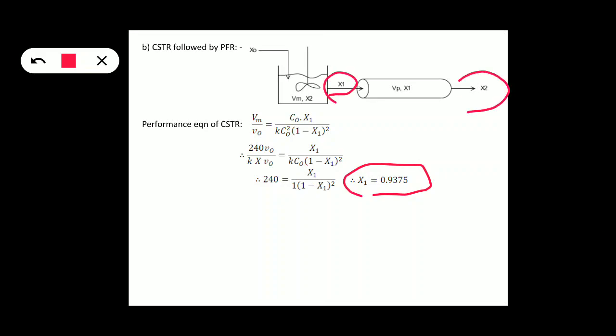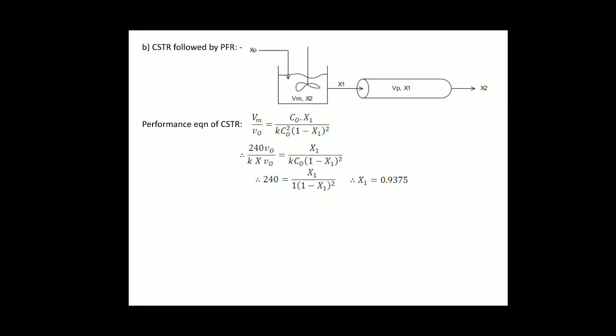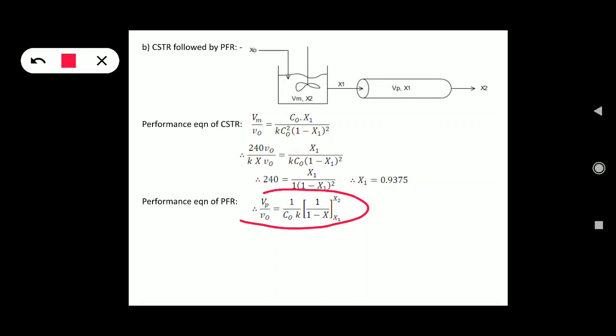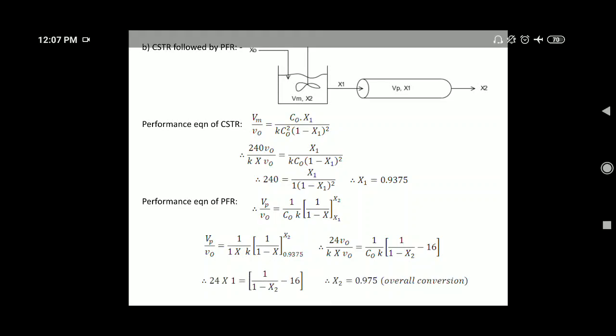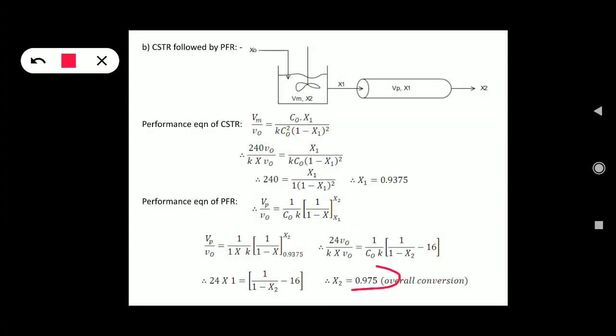Now based on X1 I am going to find the value of X2. To find X2 I can write the performance equation of the PFR. The PFR is the second reactor, so the performance equation of the PFR is the same. Only here we will have the limits X1 to X2, because the conversion takes place from X1 to X2. For that I want to find the size of the fixed plug flow reactor. If you simplify further, I have substituted X1 as 0.9375. If you solve this, you will get this. Again, if you simplify further, you will get the value of X2 finally. So here X2, if you see, I am getting 0.975.